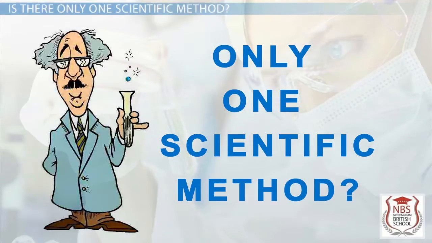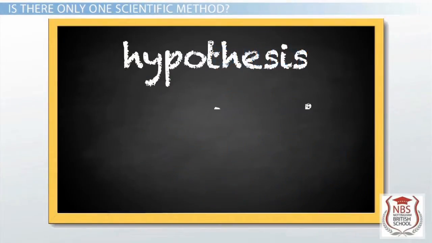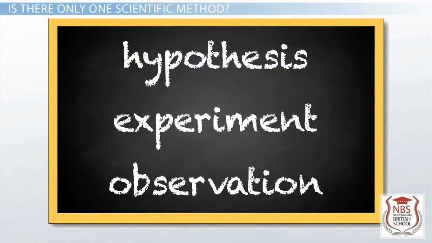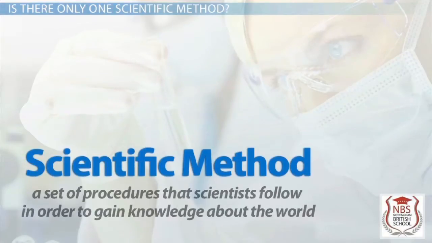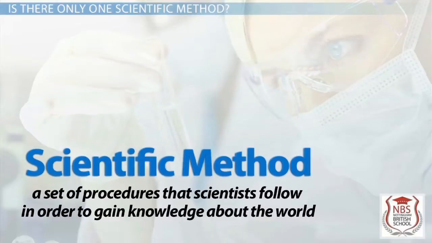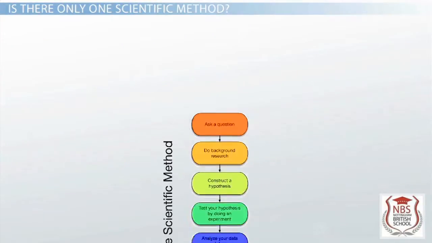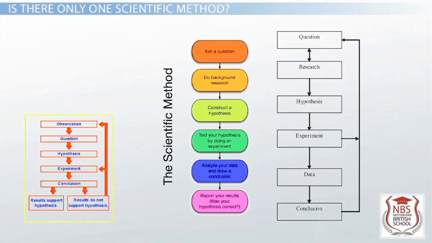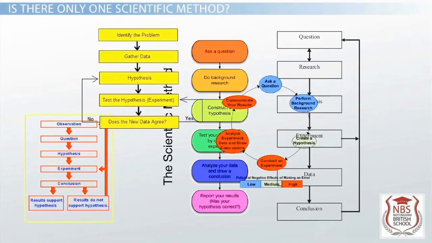Well, when you first took science in your class a few years ago, you probably learned the basic steps of scientific investigation. You've likely heard of words like hypothesis, experiment, observation. You may have even memorized a prescribed set of steps. The scientific method is a set of procedures that scientists follow in order to gain knowledge about the world. However, the steps involved in the scientific method vary widely among the different scientific disciplines.